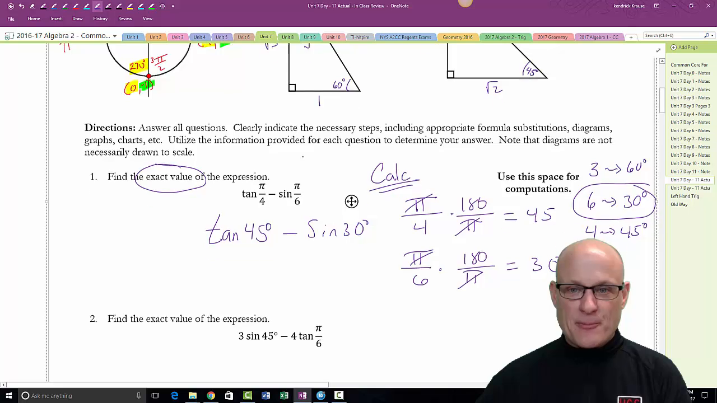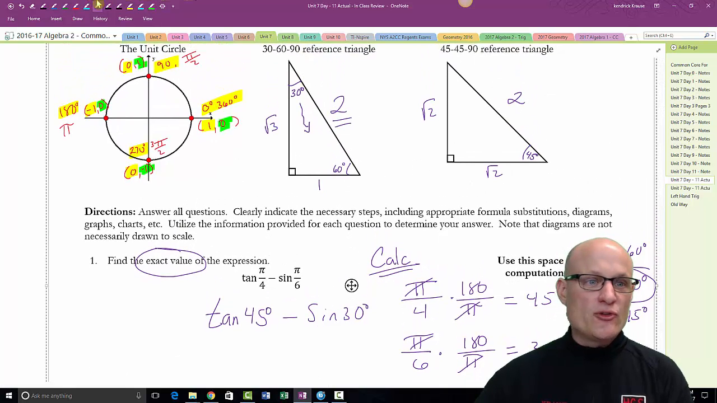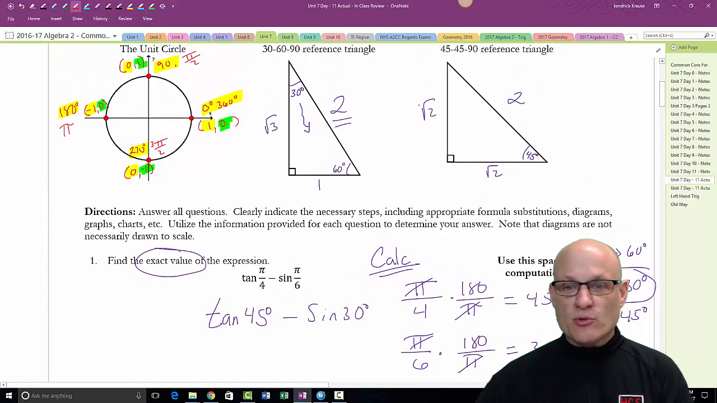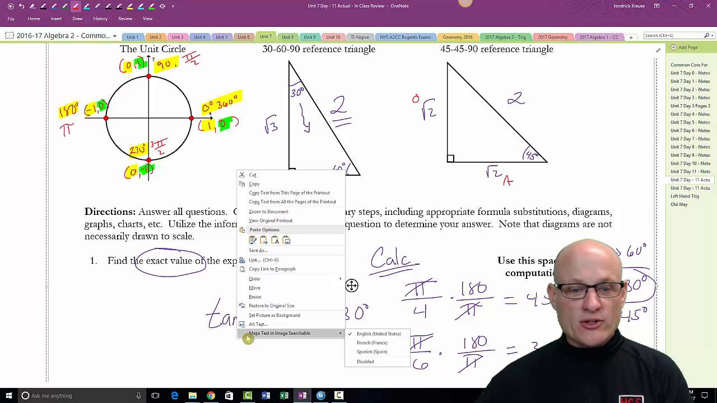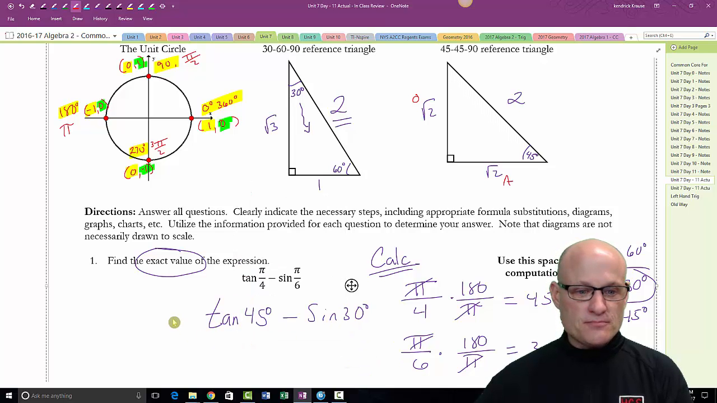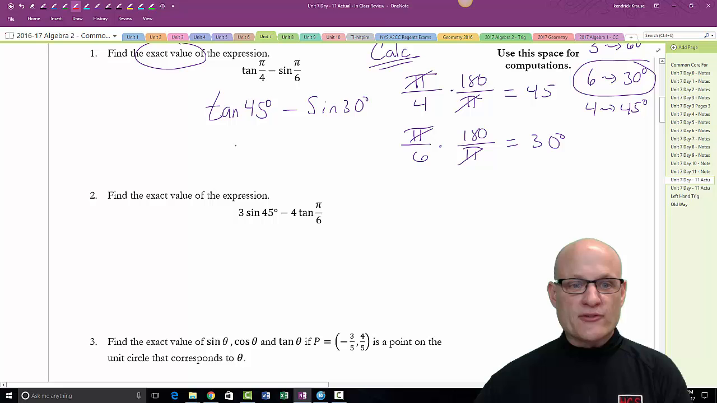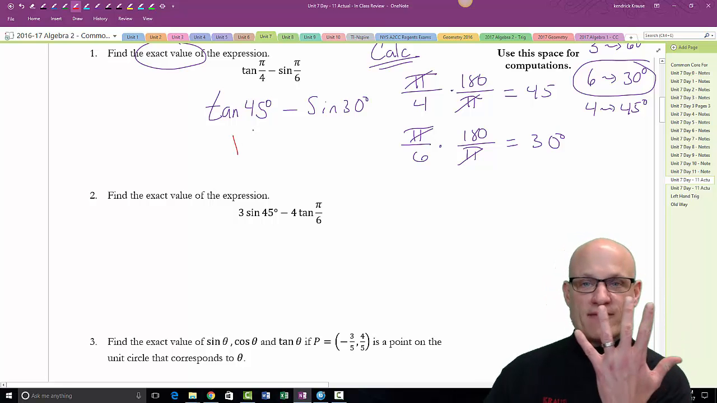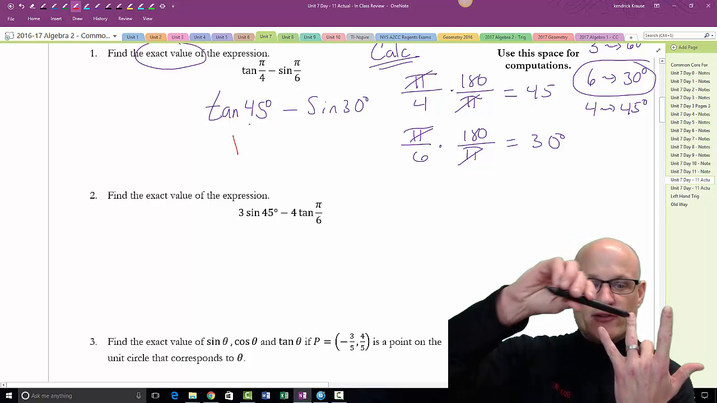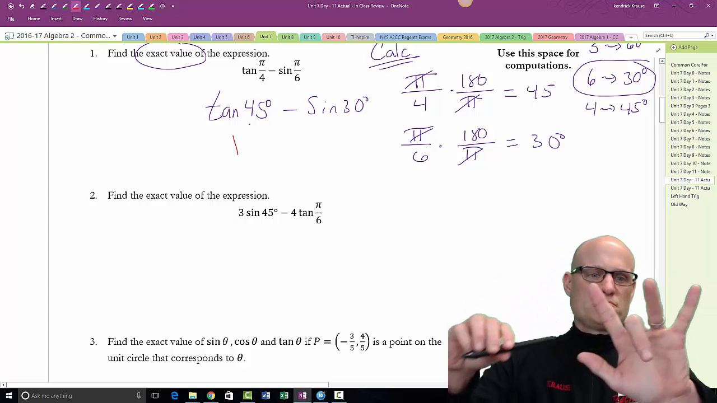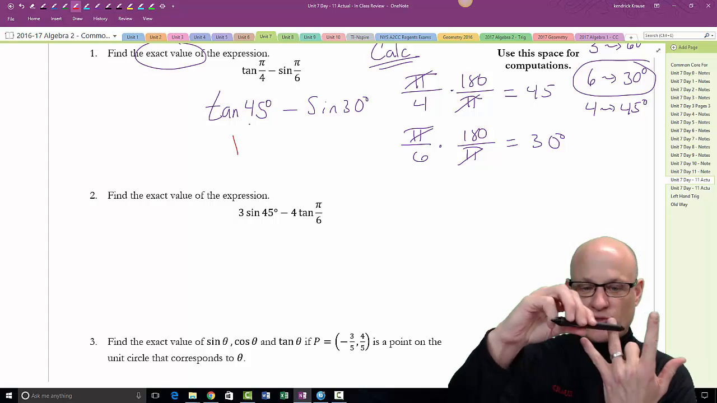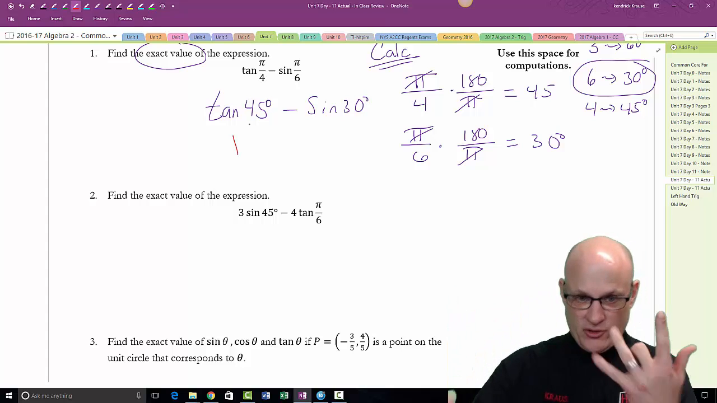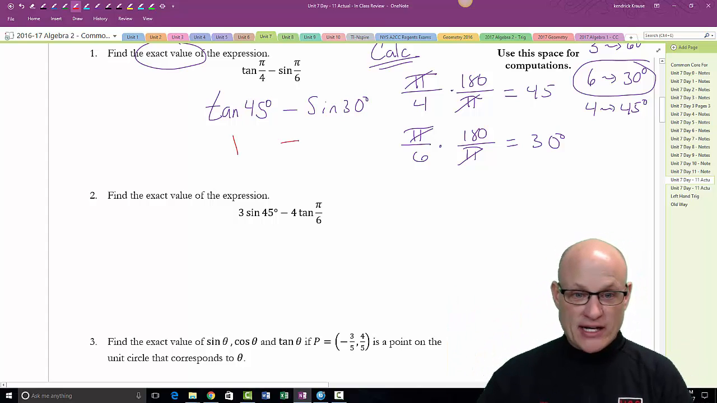So I can either come back up here to my reference triangle and use 45 degrees where opposite over adjacent, and realize, oh, that's just 1. Or I can use the finger trick, where I say, okay, tangent of 45, the middle finger. This is x and this is y, so it's square root of 2 over the square root of 2, which is just 1, minus the sine of 30.